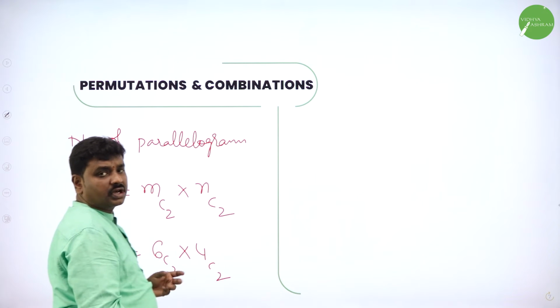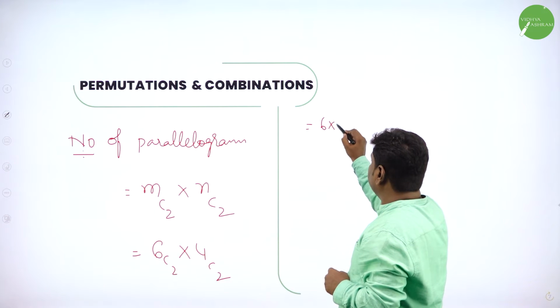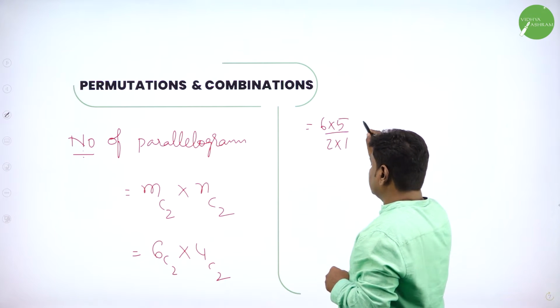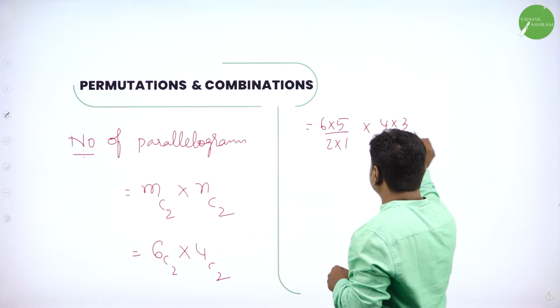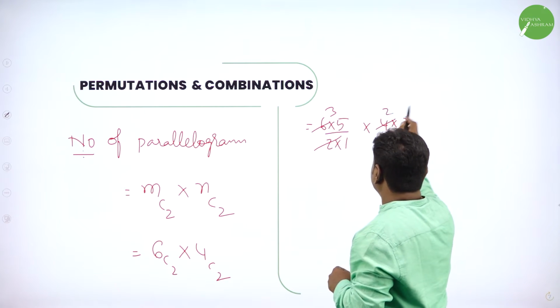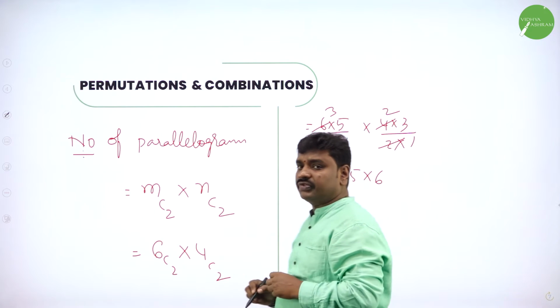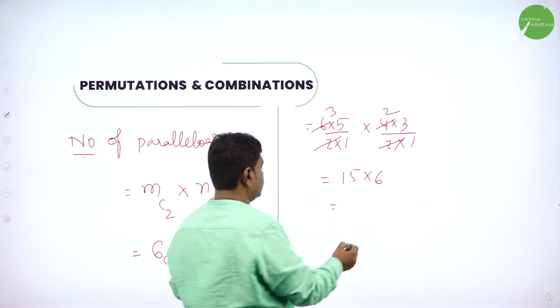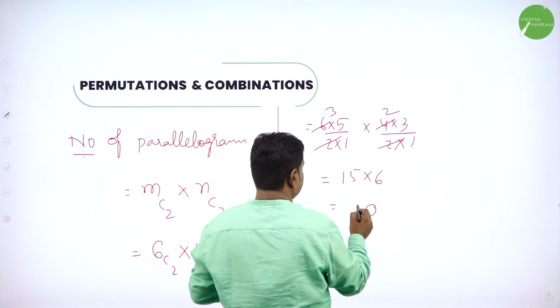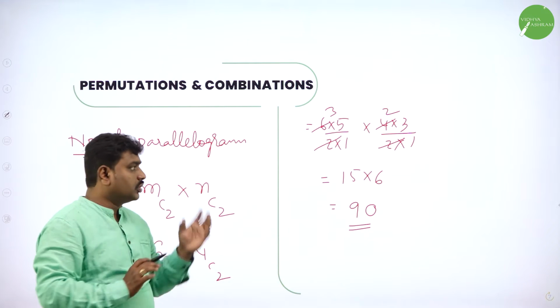Simplify this. All of you know how to simplify this. What is 6C2? 6 into 5 divided by 2 into 1. 4C2, 4 into 3 divided by 2 into 1. 2 ones are 2, 3s are 3, 3 5s are 15 into 6. So 15 into 6, 90 parallelograms you can form. Hope all of you got this.